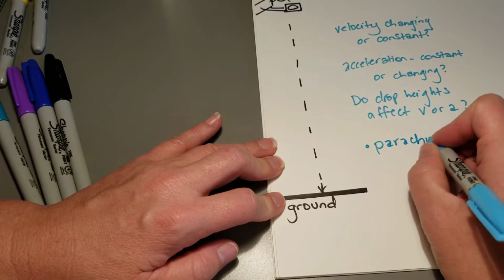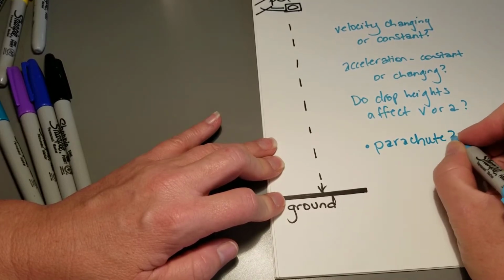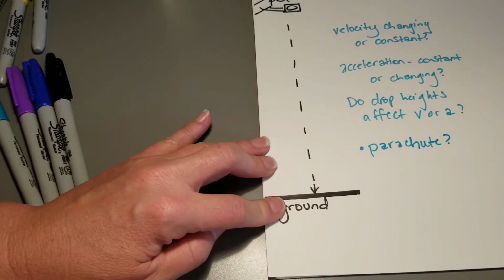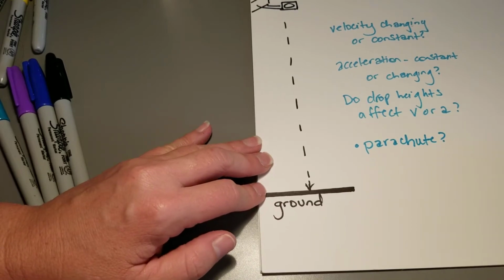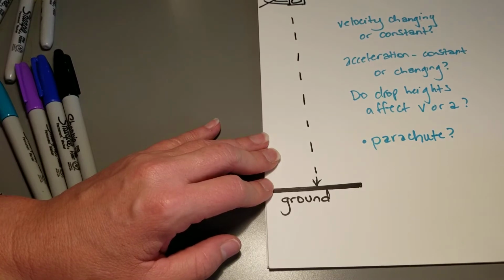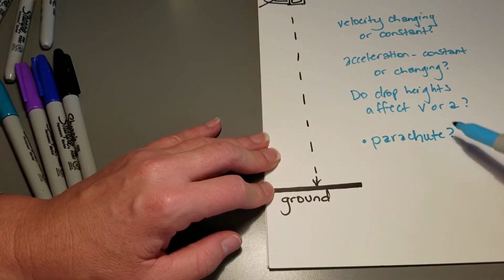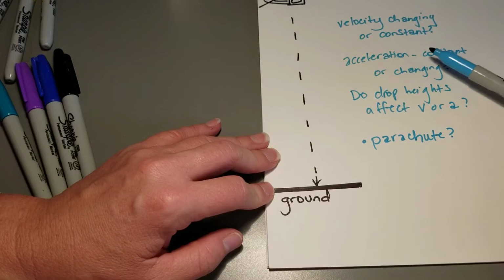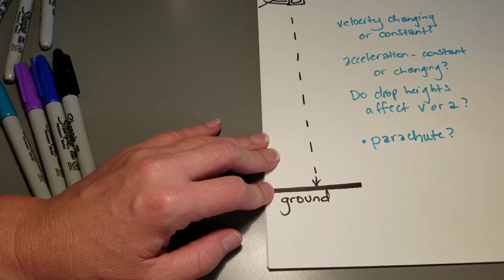Even if you choose not to use a parachute in the drop this week, what was your thinking there? Did you decide that it wasn't worth the effort? Did you try to do a parachute? If you tried to do a parachute, why were you compelled to do a parachute? What does a parachute do for you with regards to velocity and or acceleration?